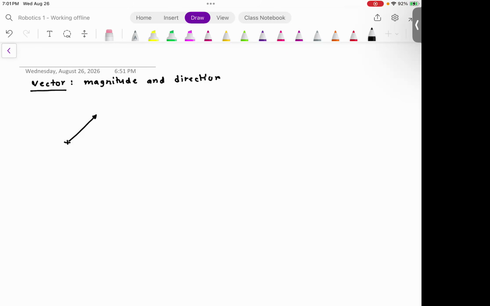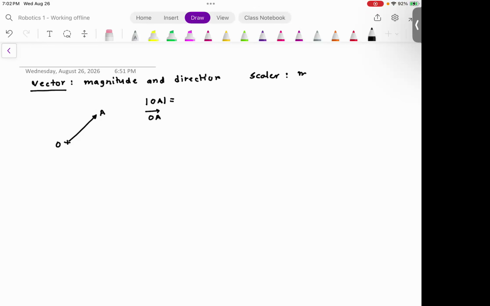So vector, I'm going to call this vector OA. A vector is defined by the magnitude and by the direction. So you have OA. Now, whenever you see a vector, it has a start point and an end point. Vector starting from O going towards A. Everyone understood this?